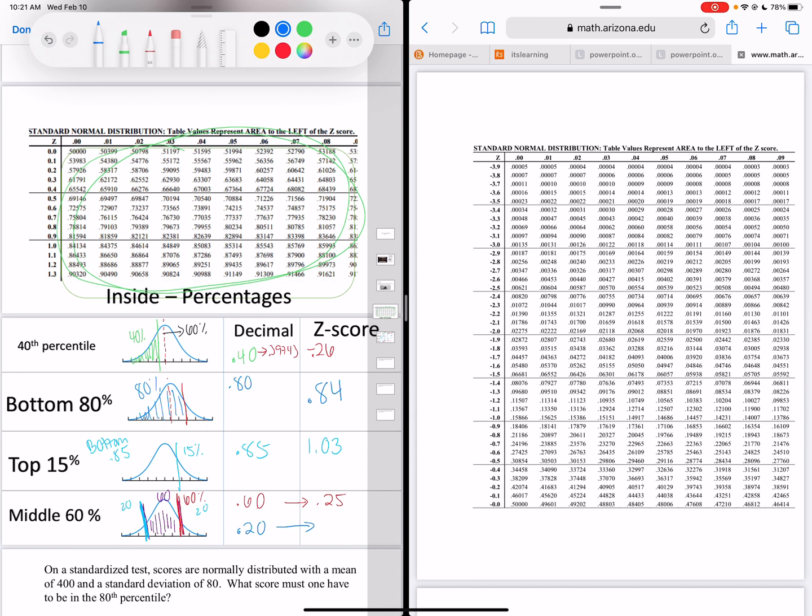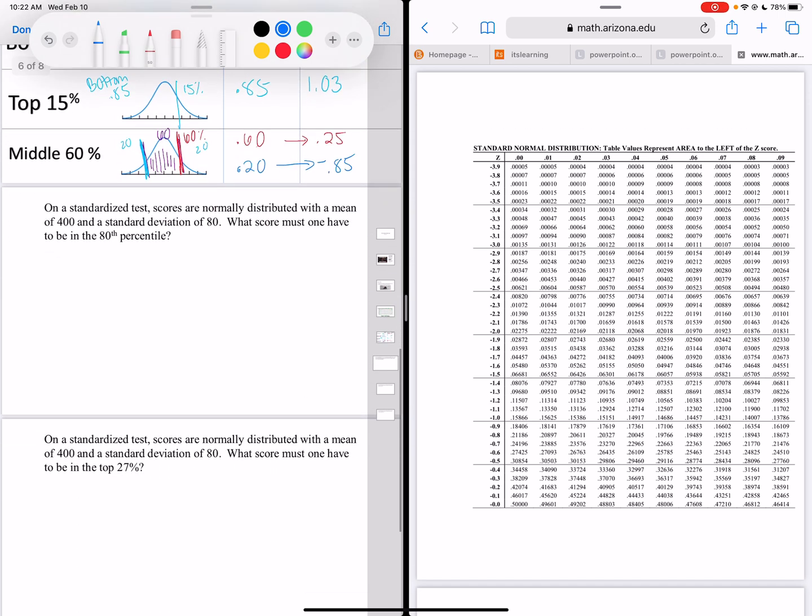Okay, and sometimes it takes you a little bit of work to look for those numbers, but I see it's negative 0.85. So now there's two z-scores that I have to look for in order to solve for the distributions. All right, so let's try some example problems.